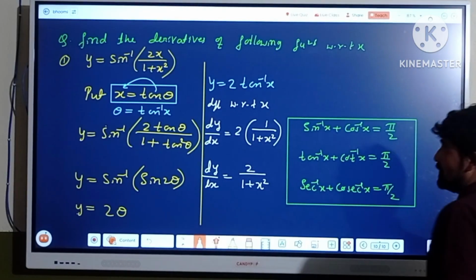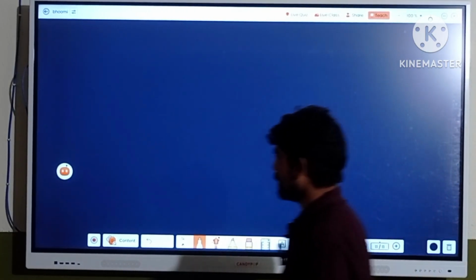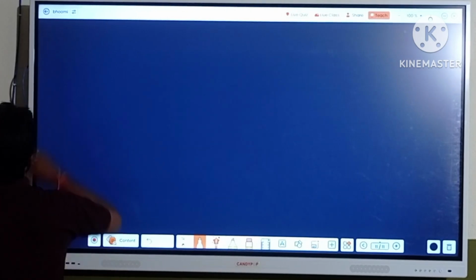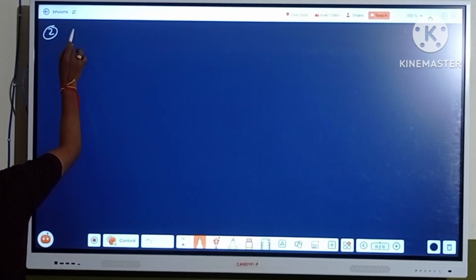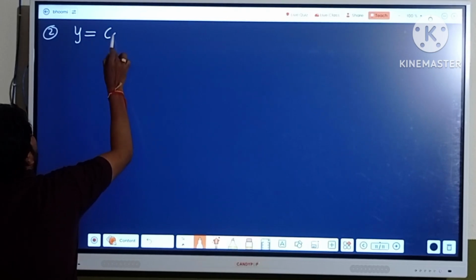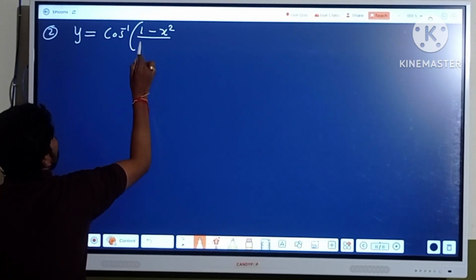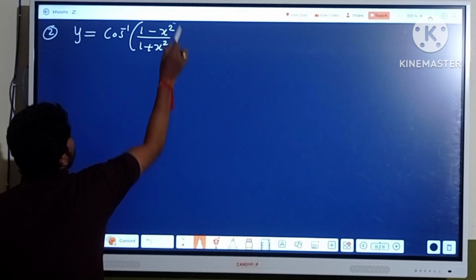I hope all of you understood. Now the second question: find dy by dx for the function y is equal to cos inverse of 1 minus x square divided by 1 plus x square.